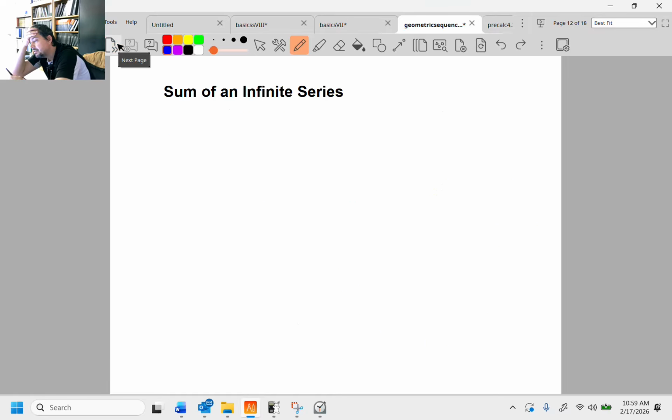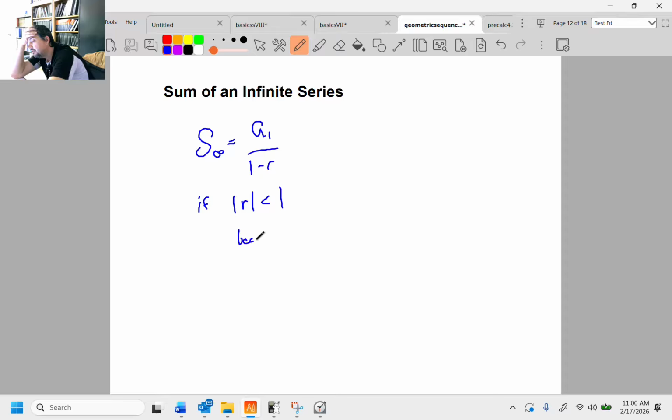Sum of an infinite series. So it turns out that you can actually add an infinite number of things together if, and that's the big thing, if. So the sum of an infinite series is simply the first term over 1 minus r, if the absolute value of the ratio is less than 1. Because if the absolute value of the ratio is less than 1, the sequence approaches 0.